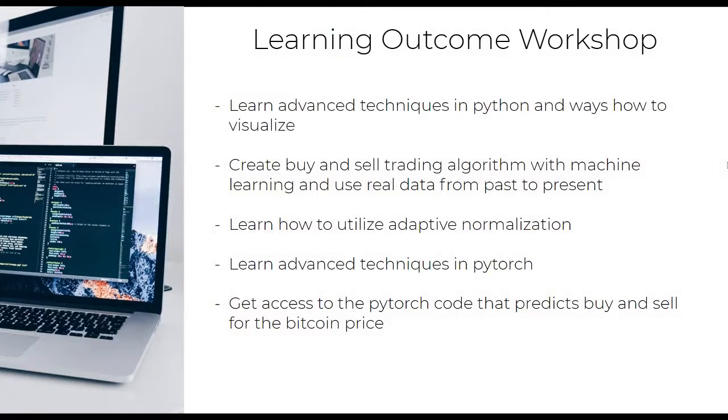We recently had a workshop on how to predict the Bitcoin price using deep learning techniques. The workshop covered advanced techniques in Python and ways of how we can visualize Python by using Diggit.no. We created buy and sell trading algorithms with machine learning and used real data from past to present. We learned how to utilize adaptive normalization to make our algorithms predict better. We learned advanced techniques in PyTorch, and we got access to the PyTorch code that predicts buy and sell for the Bitcoin price. You can still take this course today on Diggit.no.